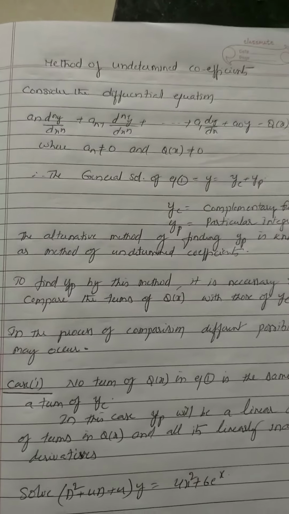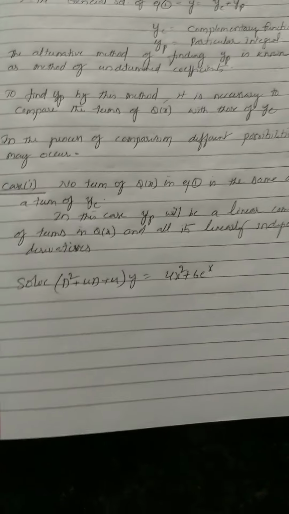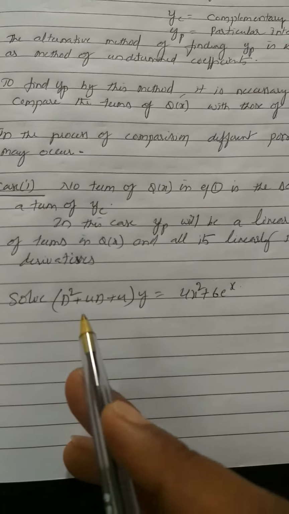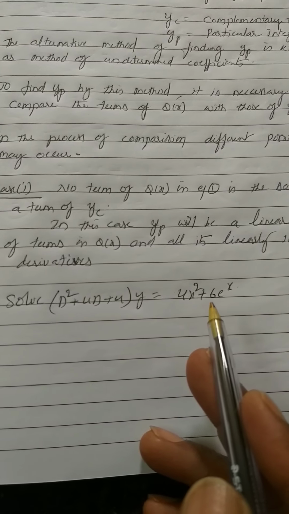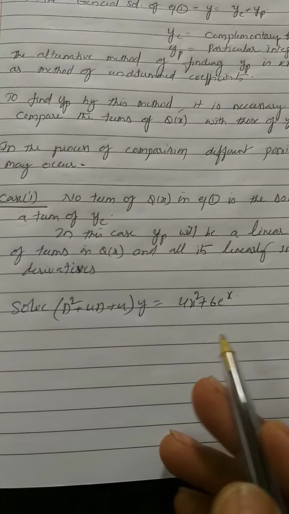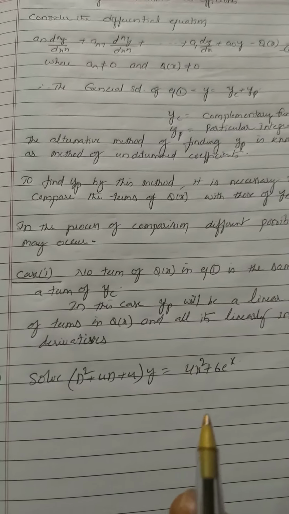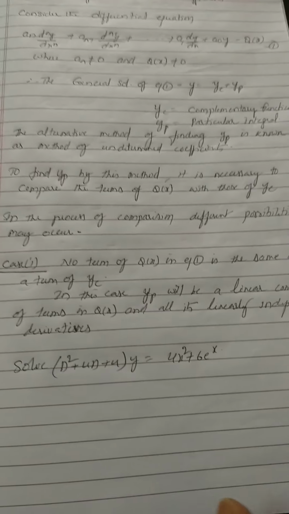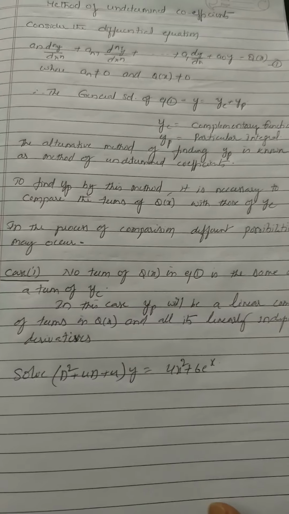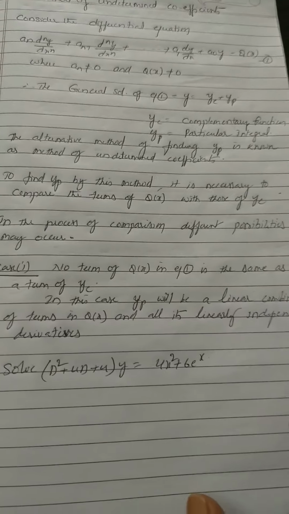Now we are going to discuss the method of undetermined coefficients. So we'll solve this problem: solve (D square plus 4D plus 4) y equals 4x square plus 6 e power x by the method of undetermined coefficients. In this method, the complementary function is the same, only the change is in how we find the particular integral.